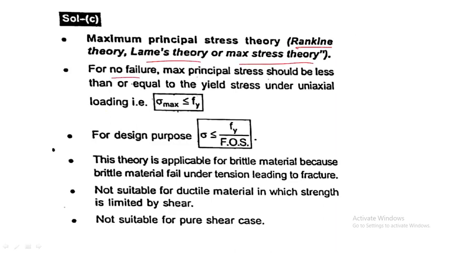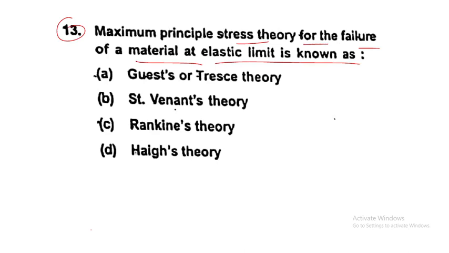For no failure, the maximum principal stress should be less than or equal to the yield stress under biaxial loading. Sigma max is less than Fy. This is the formula I already explained in the previous questions. This theory is applicable for brittle material because it will fail under tension, leading to fracture. So it is not suitable for ductile material and not suitable for pure shear cases. So the answer for this question is Rankine's theory.